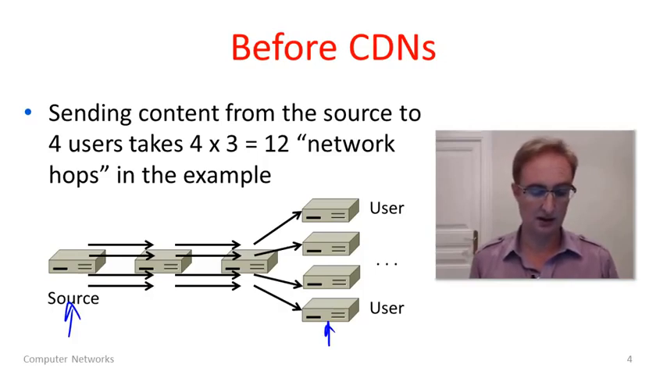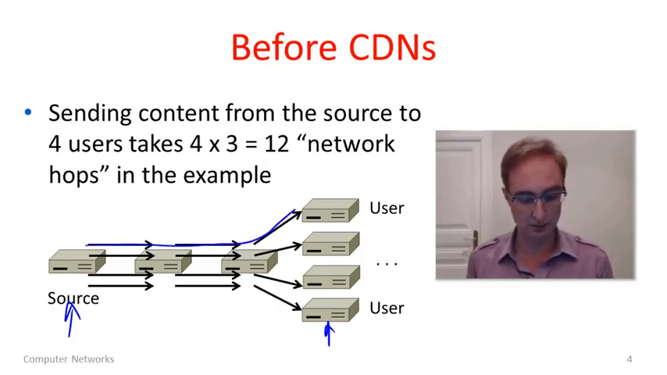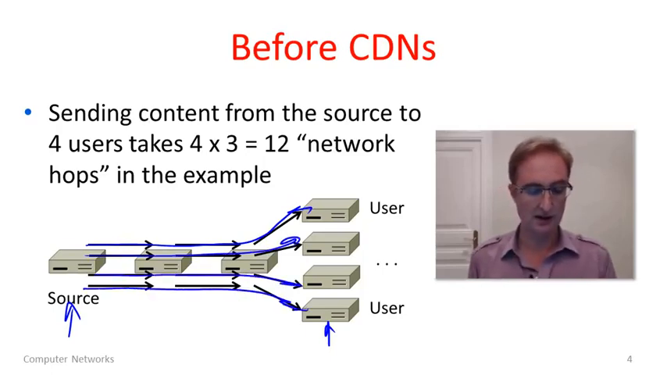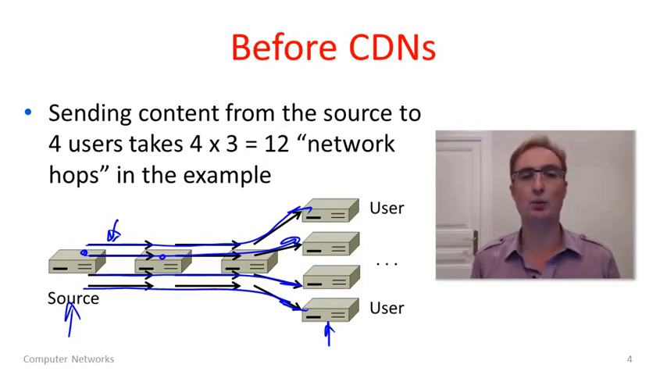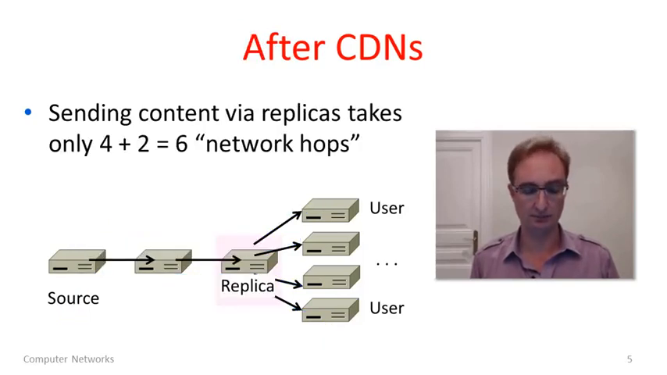You can see that to send, we send 1 copy from the source, another copy from the source, another copy from the source, and another copy from the source. This takes altogether 4 by 3 or 12 network hops, where a network hop is sending the content from one node to another. That's how much work the network has to perform. And you can see that the server has to do a lot here in terms of sending a lot of information out.